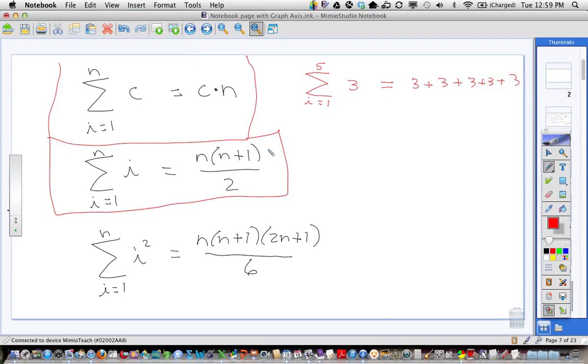The Gauss one. Okay? And then this one is if you had a sigma i squared. Yes? What if i doesn't start at 1? Great question. Then you can't use these formulas.